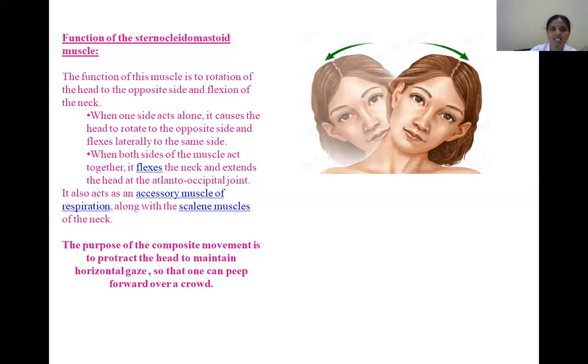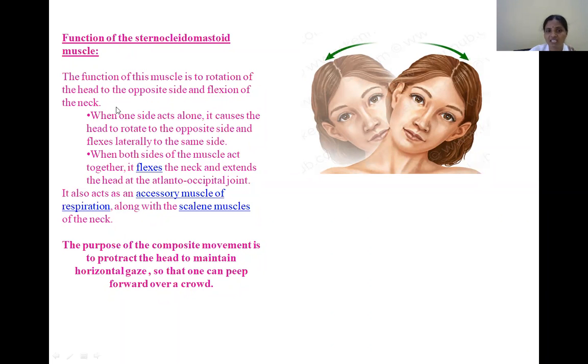Unilaterally acting means only one side of the muscle contracts, which moves the head towards the opposite side. So there is turning of the head, and in the same case there is a flexion of the neck. The cervical part of the vertebral column is flexed and the head is moving towards the opposite side. This is the actual function of the sternocleidomastoid.